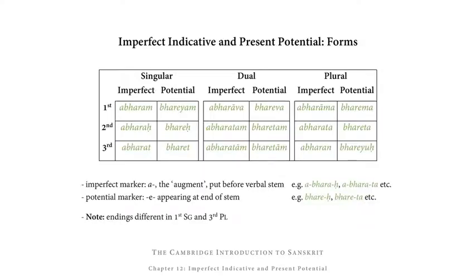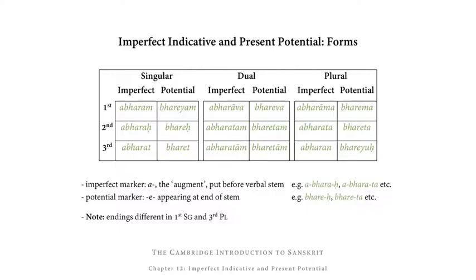So let's take a look at those forms. Here in this table we have combined the imperfect indicative and the present potential. If you look at the double column for the singular, on the left there are the forms for the imperfect: aparam, aparaḥ, aparat for the first, second and third persons. What you see here is forms that all begin with a.